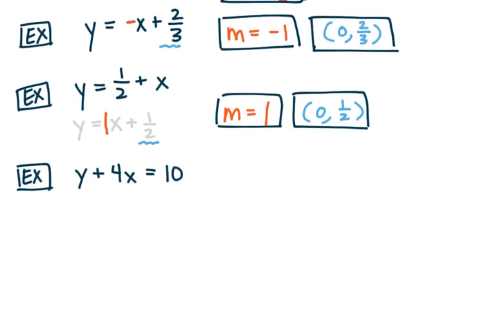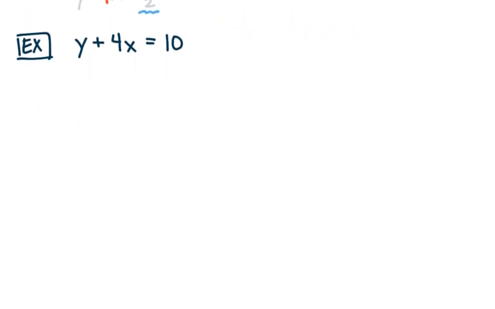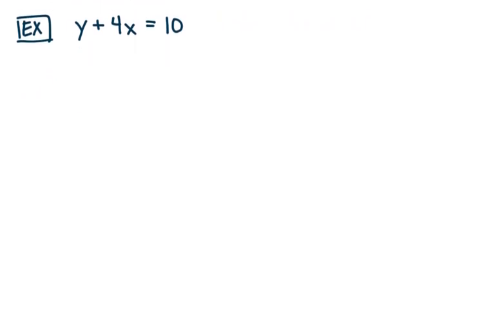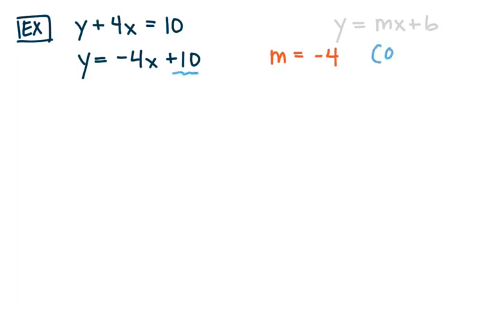In this example, we're given y plus 4x equals 10. Remember, we need y equals mx plus b in order to identify the y-intercept and slope. So again, this needs to be rearranged. Using the additive property of equality, I'll move that 4x to the other side. I have -4x plus 10. Here, my slope, m, is -4, and my y-intercept comes from +10, so I have 0, 10.